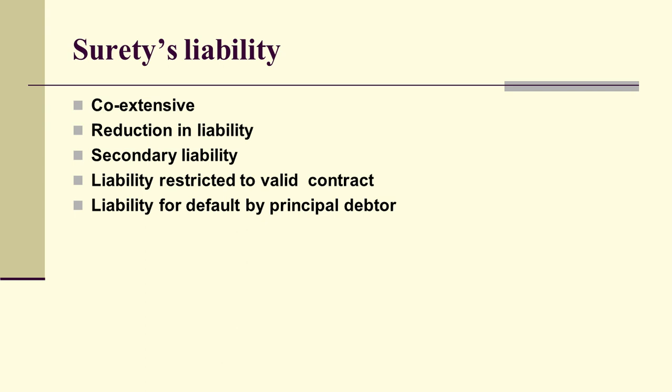Liability restricted to valid contract. It means that the surety's liability is restricted to a valid contract. If the contract is invalid, the surety is not liable. So the liability of surety arises only in a valid contract. And liability for default by the principal debtor: the liability of surety comes when the default of the principal debtor comes into existence. So these are all the surety's liabilities.